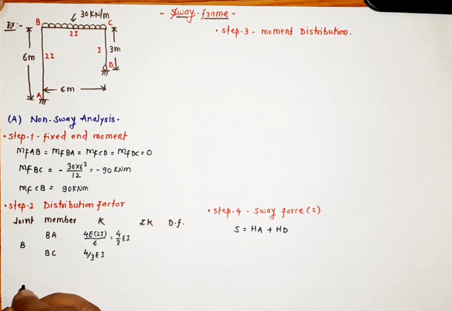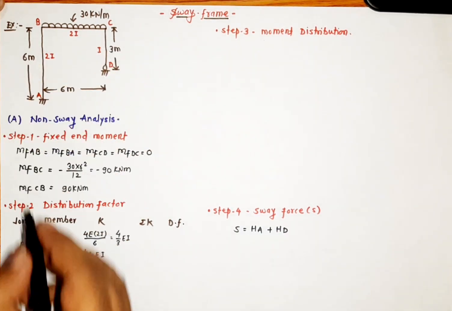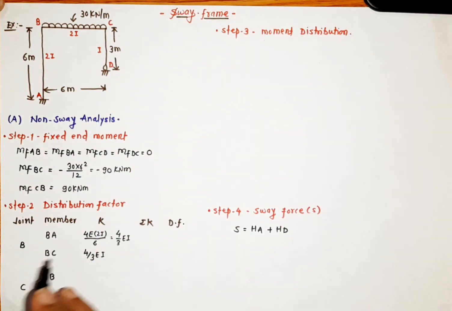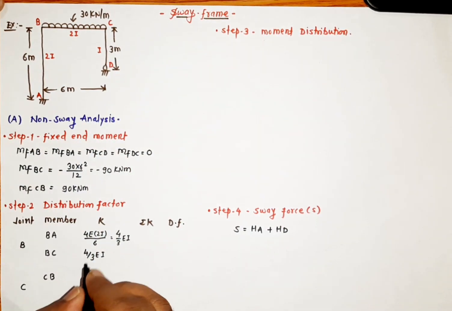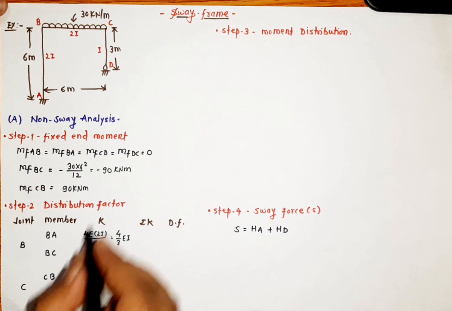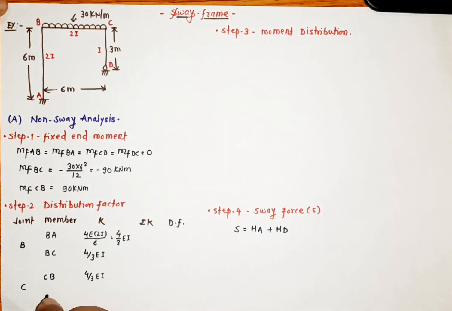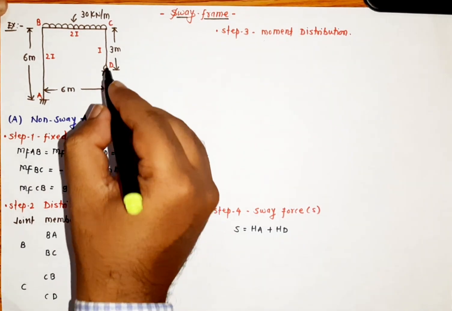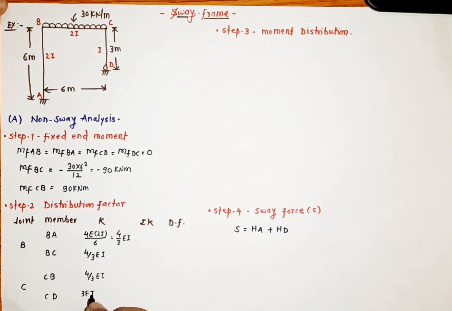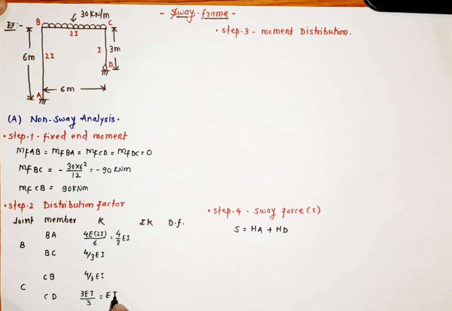For joint C, there is a connection of CB. For CB, B is also fixed due to the intermediate support, so it will be the same, 4 by 3 EI, as I is constant for CB. And next is CD. When we consider CD, D is the far end and it is hinged, so it is 3EI by L. L is 3, so ultimately this is EI.